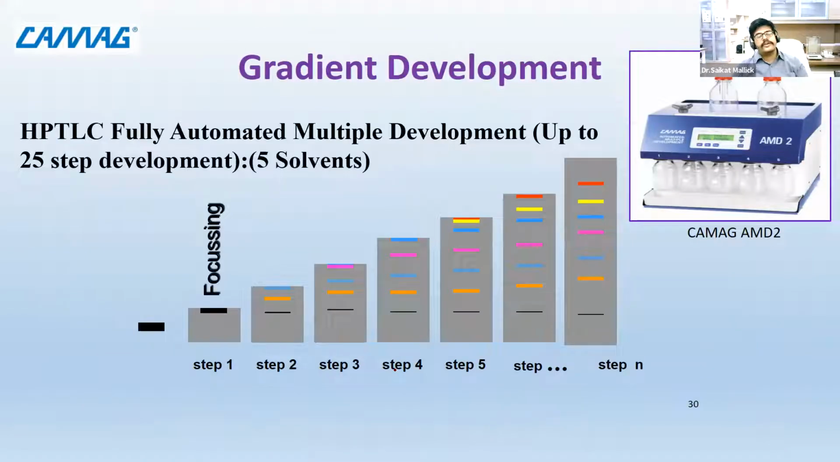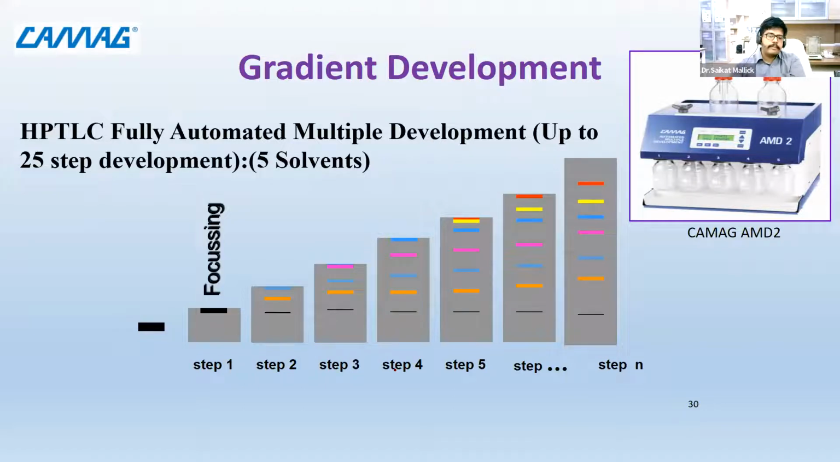You have gradient development, which can also be used, or you can use multiple development. Here you change the mobile phase from the earlier one. So initially, if you are using a composition of toluene and ethyl acetate, then you can use another composition of chloroform and methanol, or dichloromethane and ethanol. Normally chloroform is avoided because of the issues, so it is not preferred. But if you're using some other mobile phase of other polarity, such as butanol, acetic acid and water, on the same sample, then you can do it with the help of multiple development.